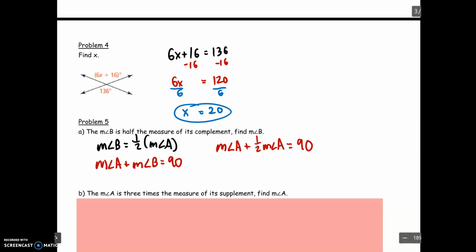If I'm just comparing measure of angle A, I should be able to add these two together as like terms. So a measure plus another half. This would be like saying 3 over 2, or you could also think like 1.5 of that measure of A, whatever it ends up being. That's going to be equal to 90.